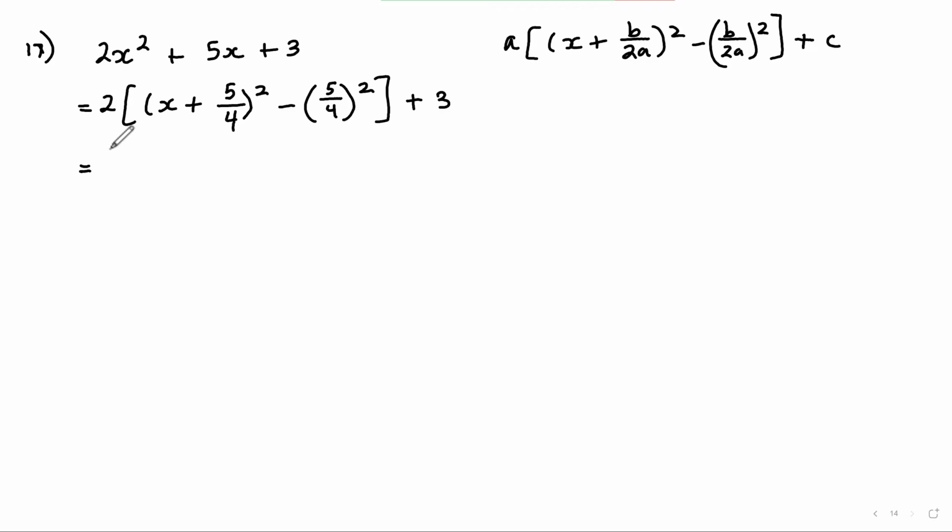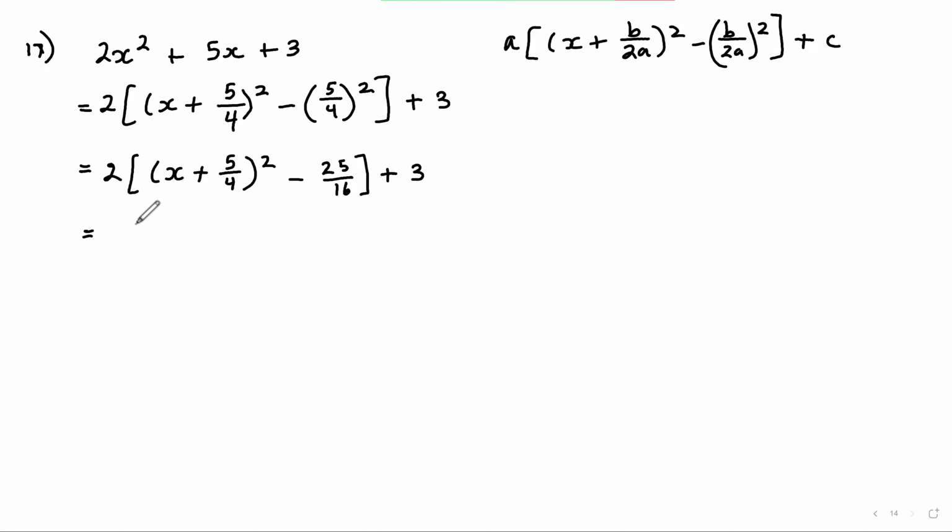Now what? 2 open brackets x 5 over the same 4. You're changing that number there. The 25 over 16. Good. Plus 3. Good.